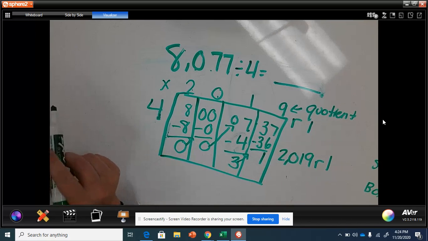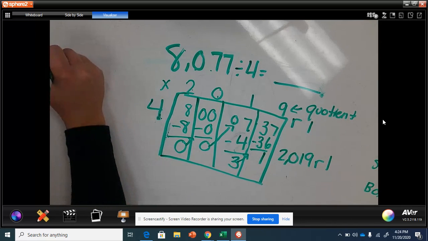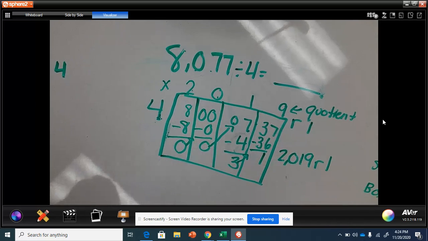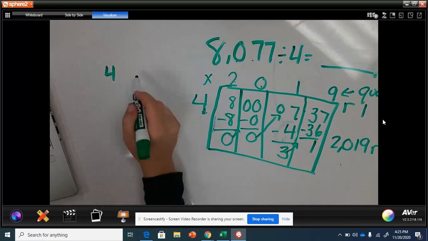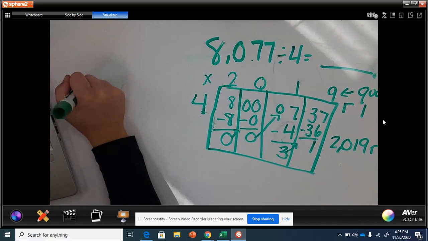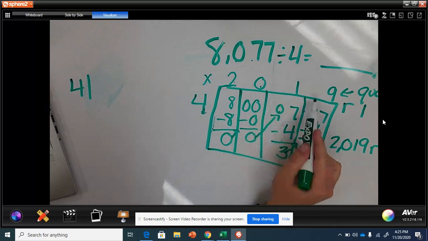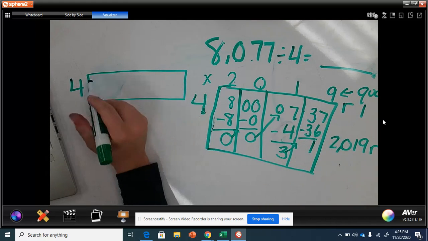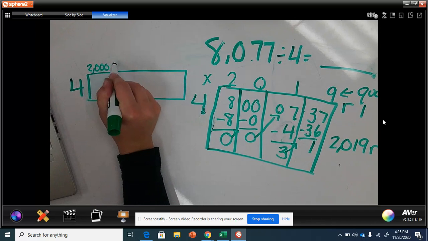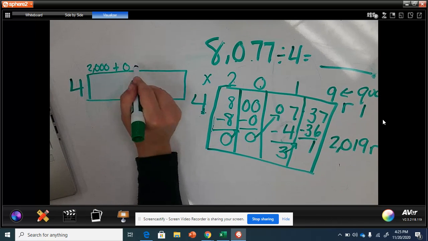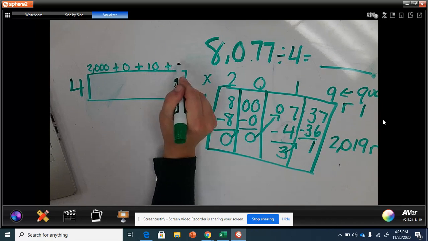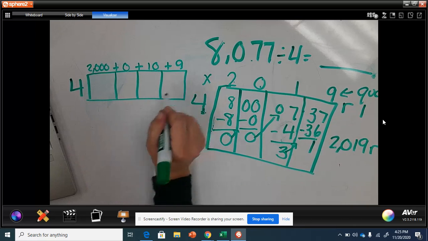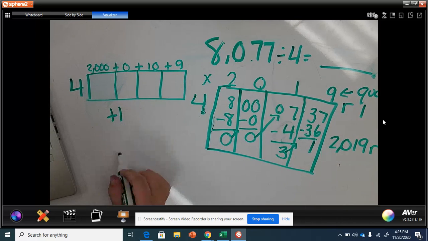So in order to check my work, I'm going to take my divisor and multiply it by my quotient. And then lastly, I'll add my remainder. So I'm going to come over here. So I took my divisor. I'm going to multiply it by my quotient, which is 2019, remainder 1. So I need my area model. So 2000 plus, I could put 0 here if I want, 0 in the hundreds, 10 plus 9. And then I have to remember at the end, I still need to add plus 1 for my remainder. So I'm going to put that down there to remember.